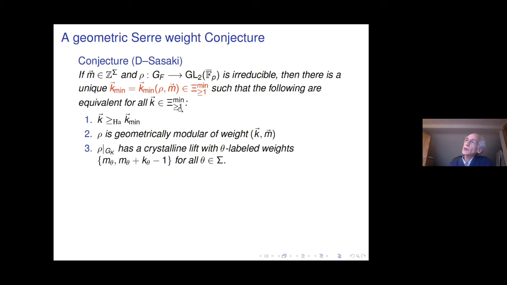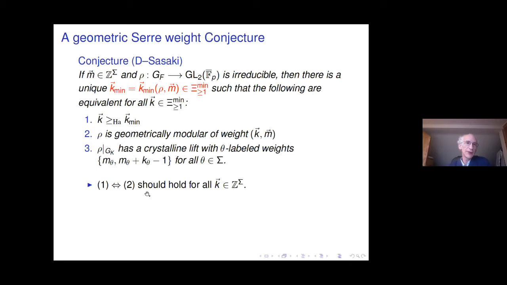if you just restrict your weights to the minimal cone, you do have a p-adic Hodge theoretic characterization of the weights for which rho is geometrically modular. In terms of having a crystalline lift with the correct labeled Hodge-Tate weights, namely m theta plus k theta minus one. So the difference should be k theta minus one with respect to each embedding. So this is what I was referring to before. So this equivalence here, the existence of a k min such that one and two are equivalent, doesn't seem particularly deep once you know that minimal weights lie in the minimal cone.